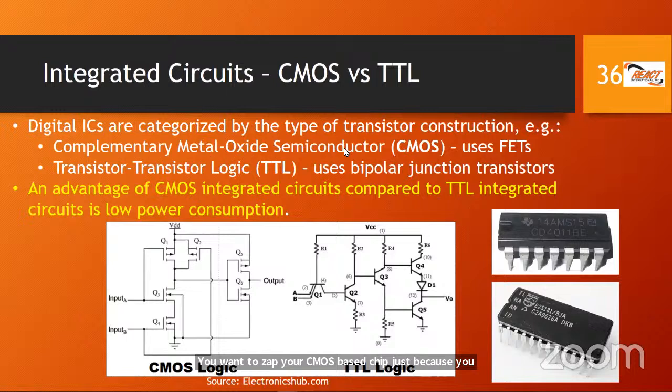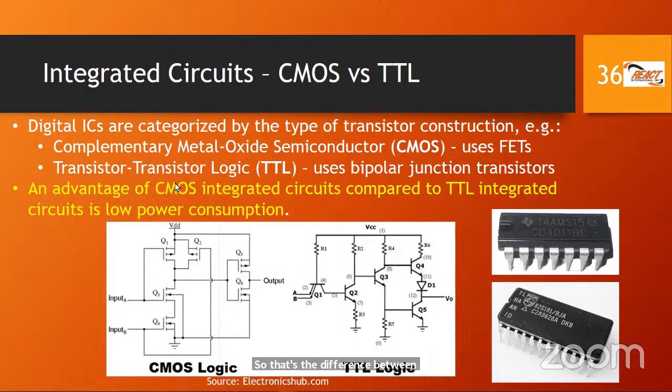So CMOS type components use FETs, but you need to know CMOS, complementary metal oxide semiconductor, versus TTL. But what does TTL mean? No, TT is not Trinidad and Tobago here. It's TTL, it's transistor-transistor logic, TTL. And those types of circuitries use the regular bipolar junction type transistors, right? So that's the difference between the CMOS and the TTL.